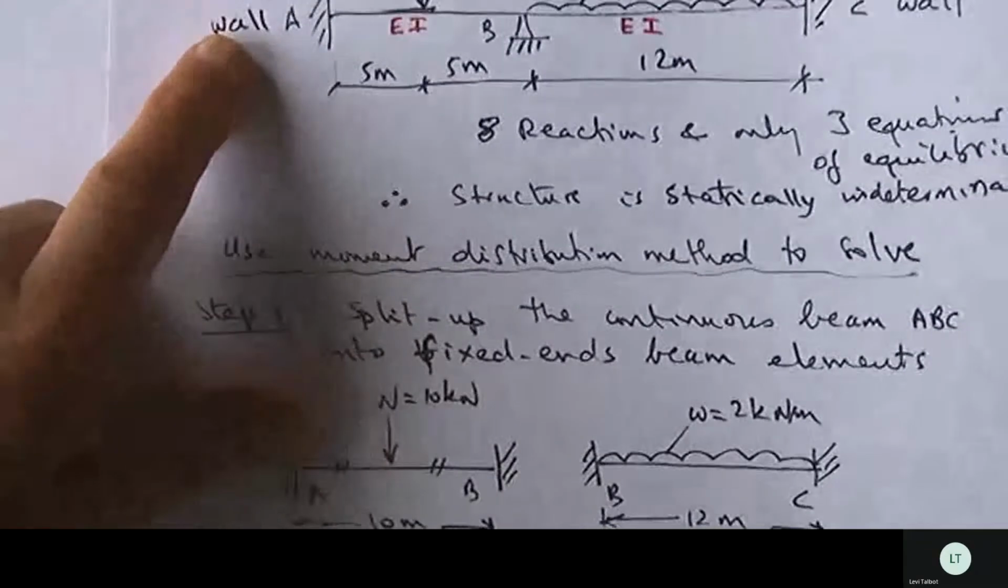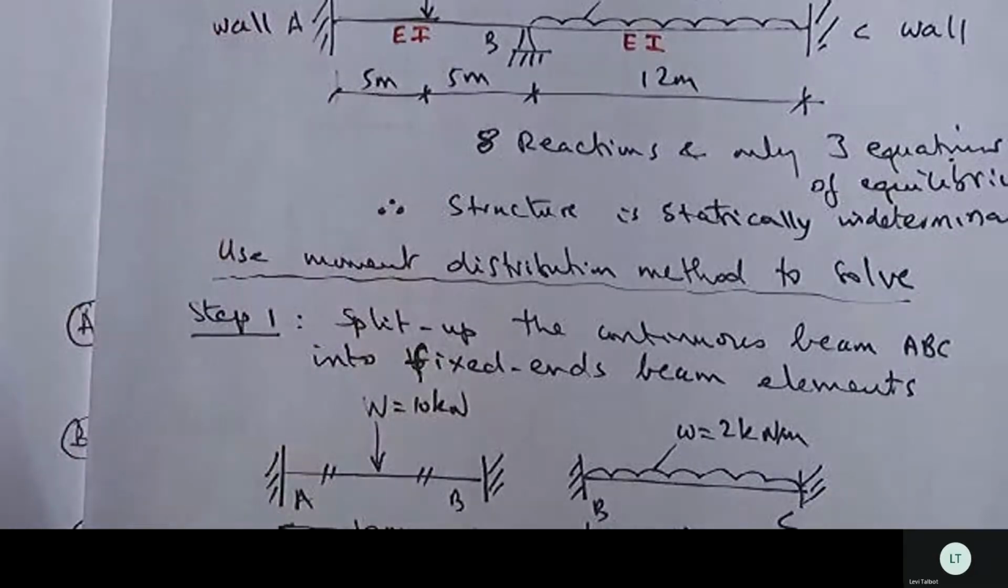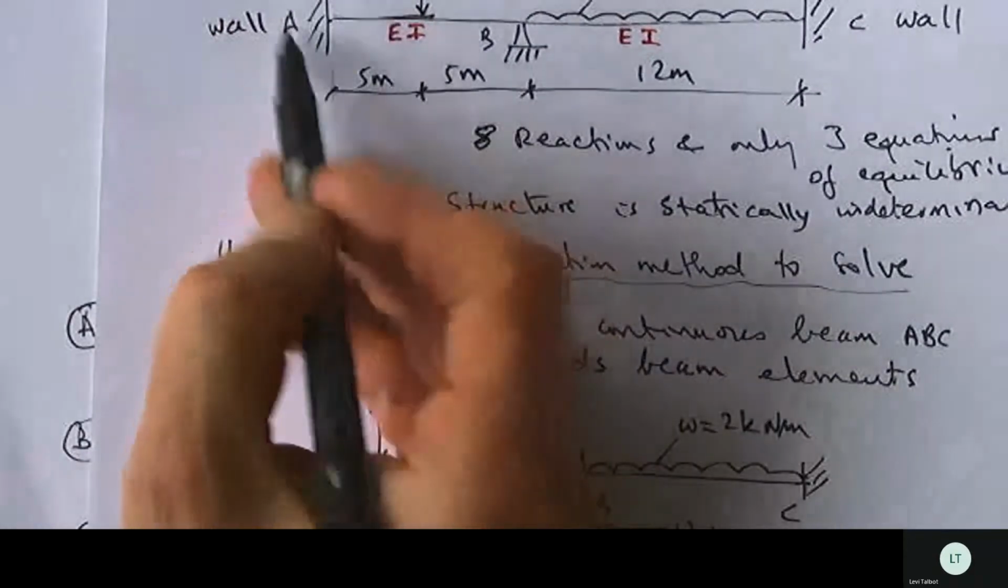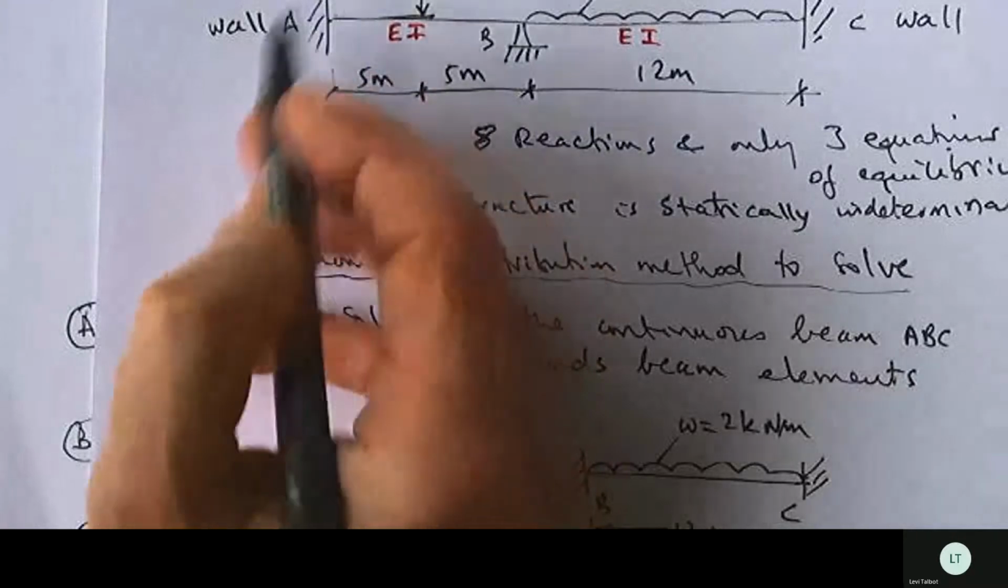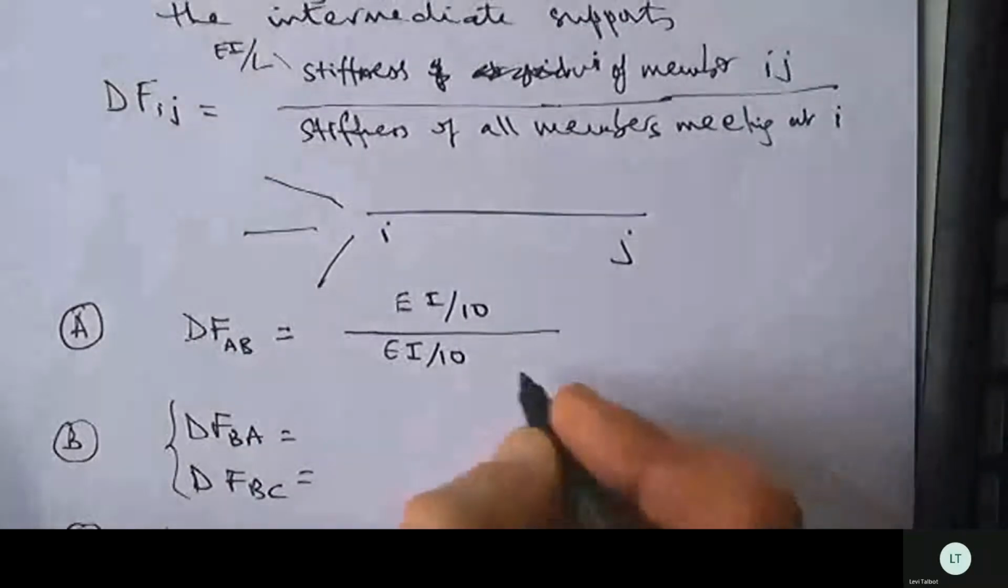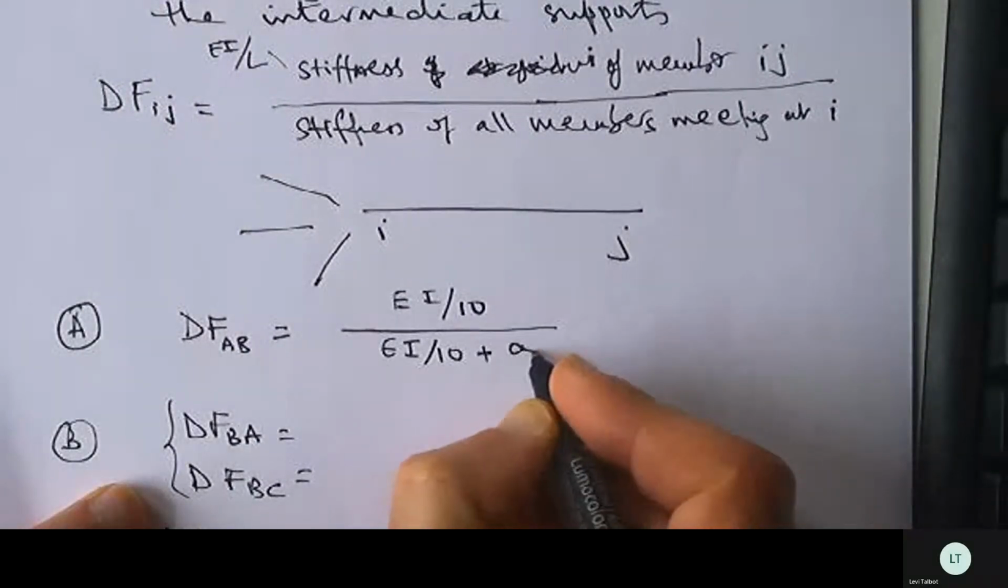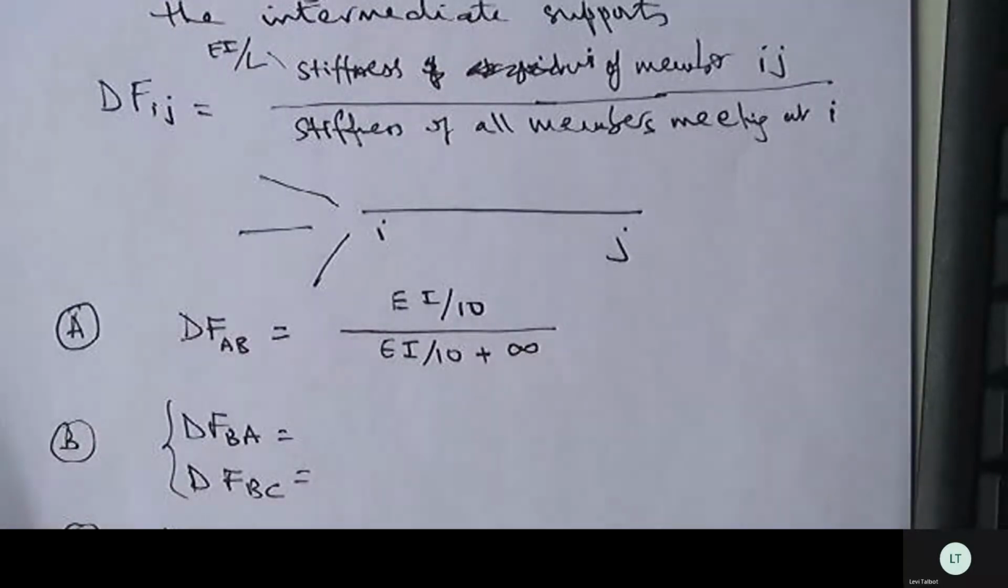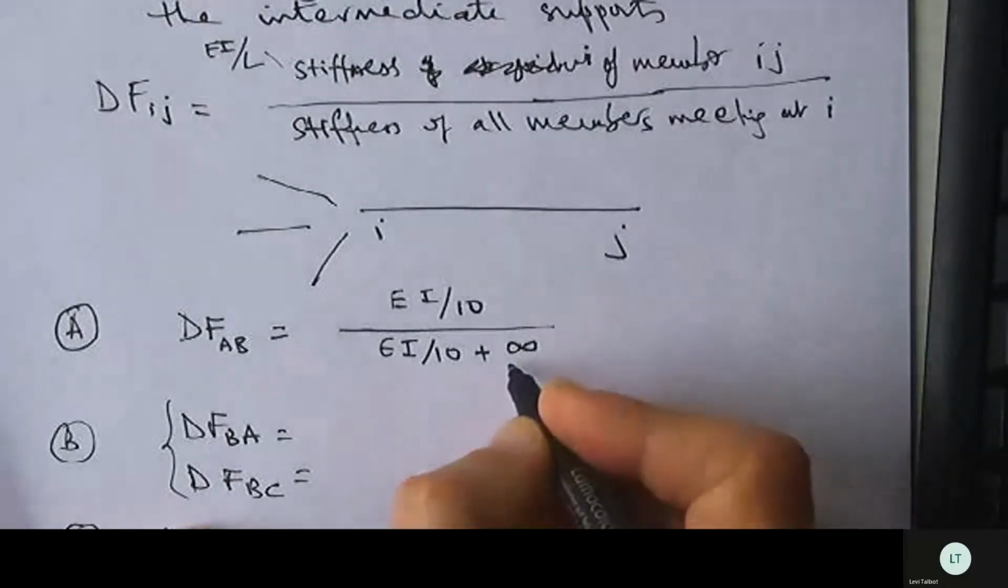But we assume that the wall is infinitely rigid, because remember, this is fixed here. So we assume that the wall has got an infinite rigidity. Very large. We don't have the value, it's not given. So this is the wall, if you want.